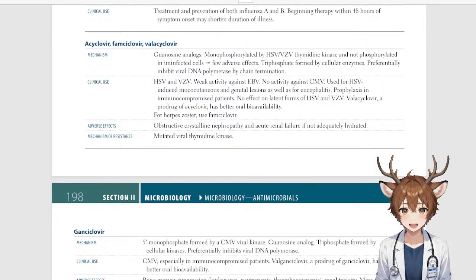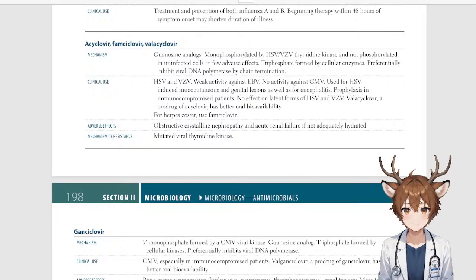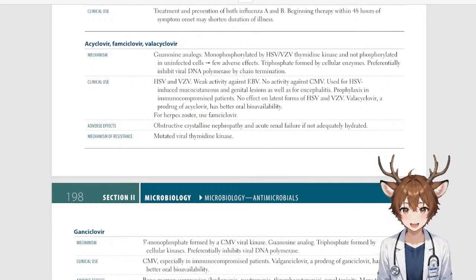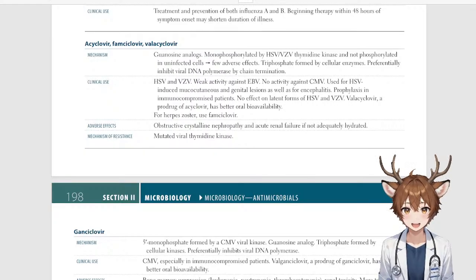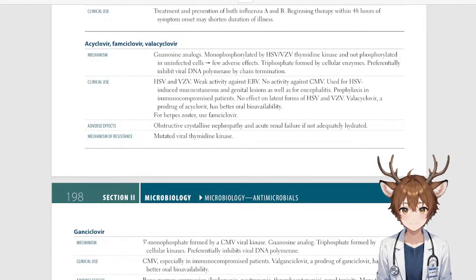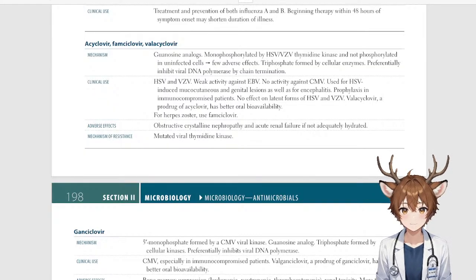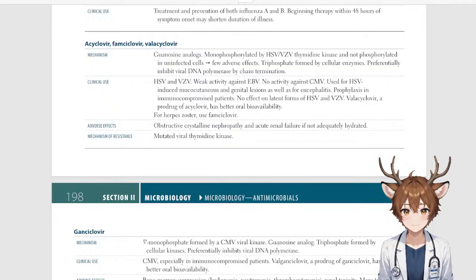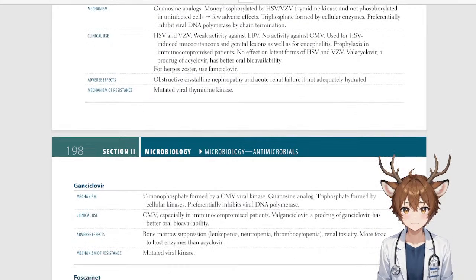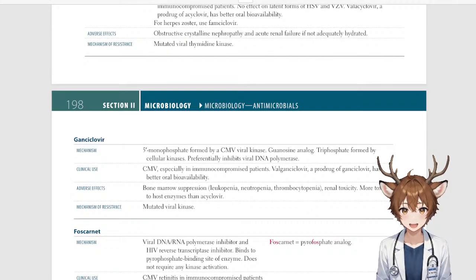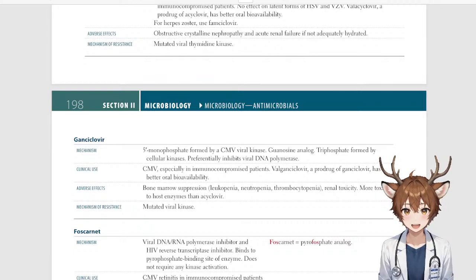For herpes zoster, use famciclovir. Adverse effects of acyclovir: obstructive crystalline nephropathy and acute kidney injury if not adequately hydrated. Mechanism of resistance: mutated viral thymidine kinase, which will prevent it from being activated. Ganciclovir. Remember, there's another thing called valganciclovir, which is a prodrug.